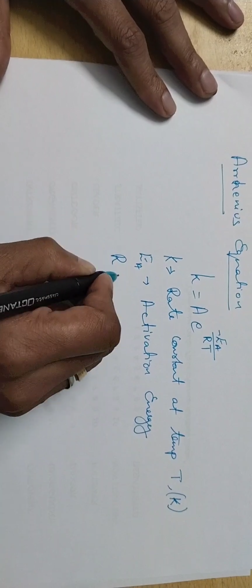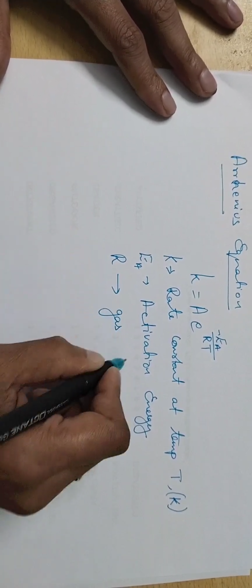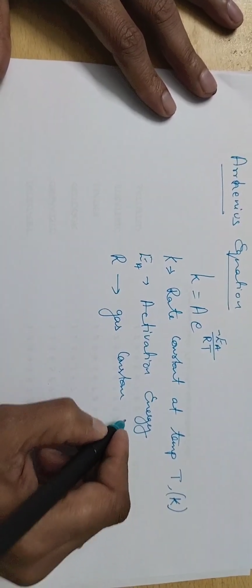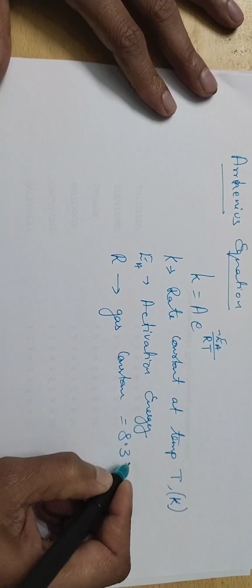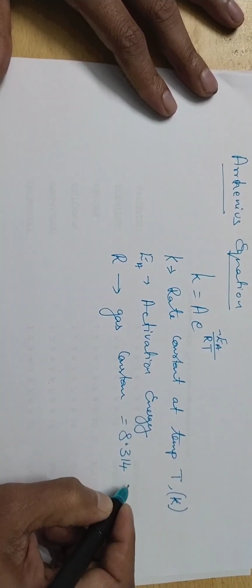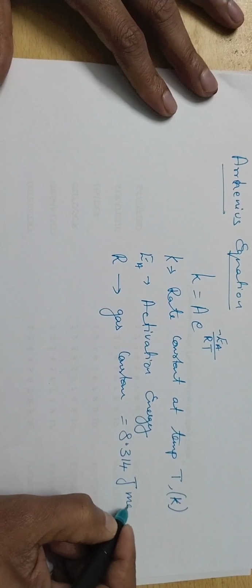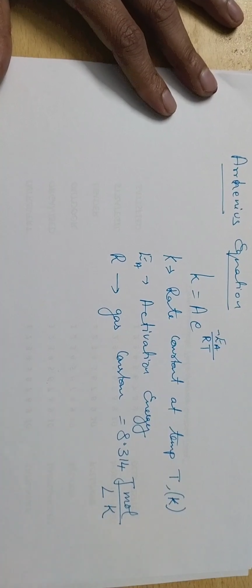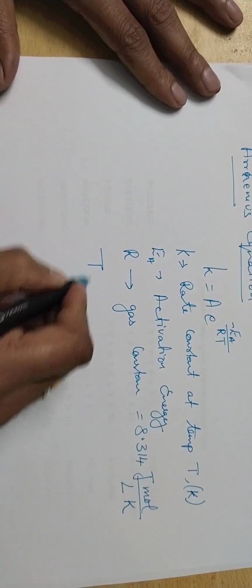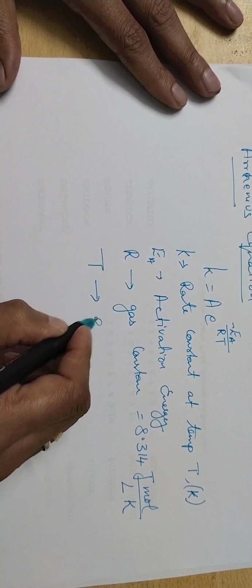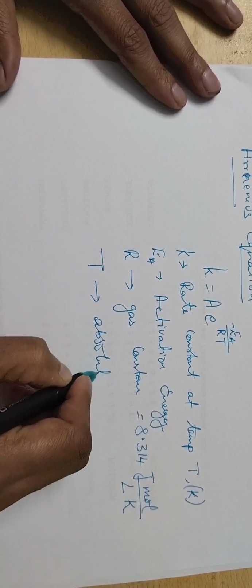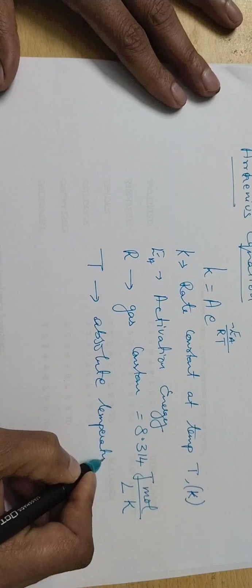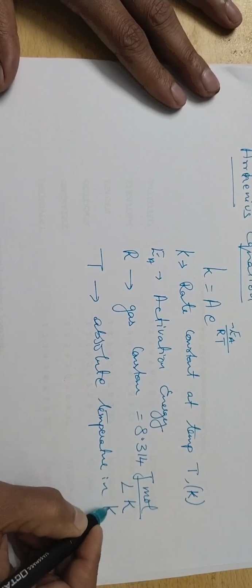R is the gas constant. That has the value 8.314 joule per mole per Kelvin, and T is absolute temperature. Temperature in Kelvins.